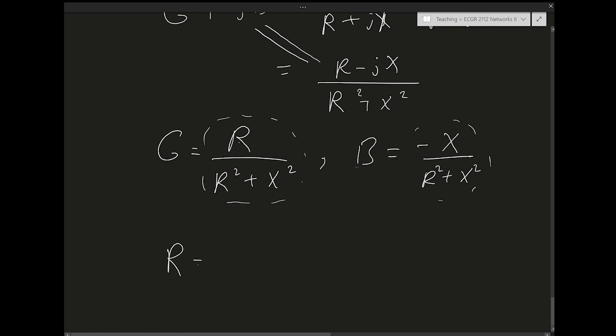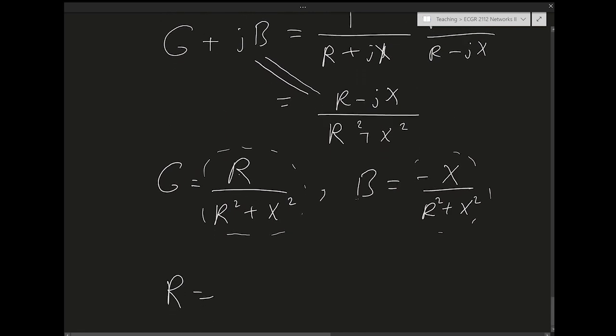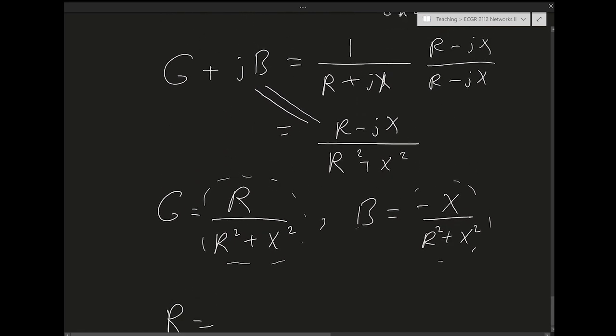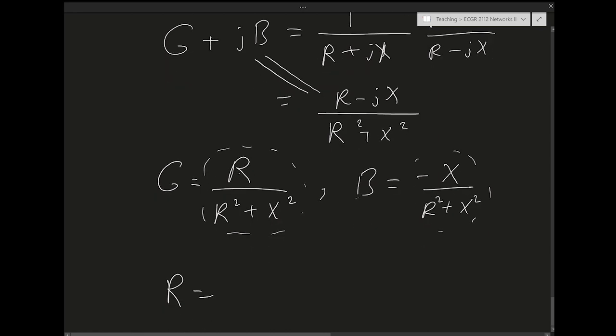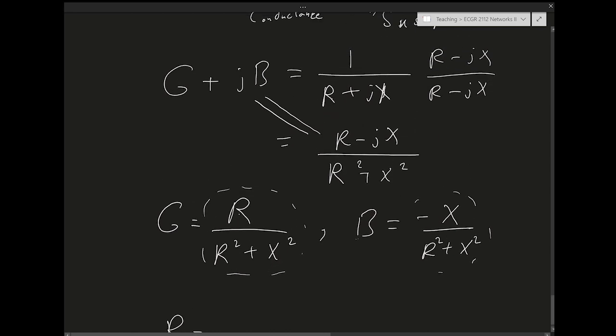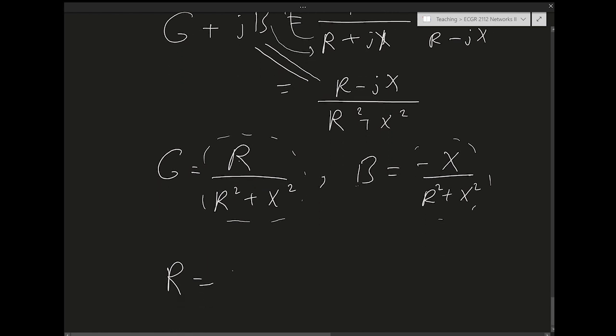And then R and X, I can also compare. I can do the same thing. I can move those things around, move this up here and this down here, and then do the same thing, and I end up with R equals G over G squared plus B squared. You can do it, right? It's very simple. There's nothing different. And then X equals minus B over G squared plus B squared.